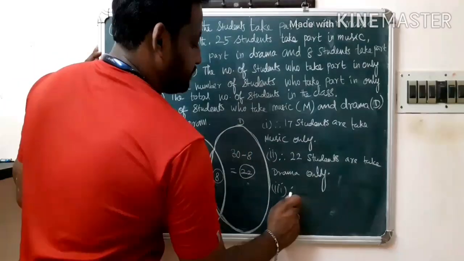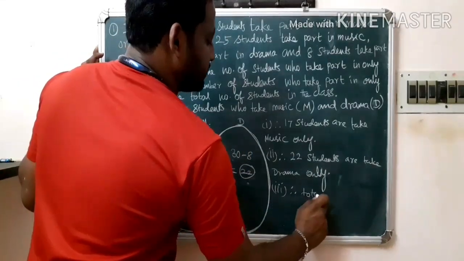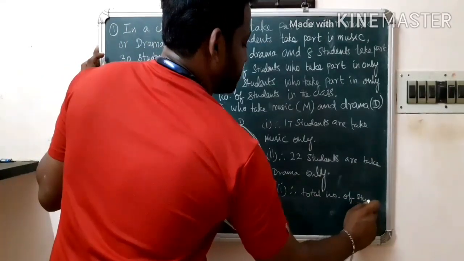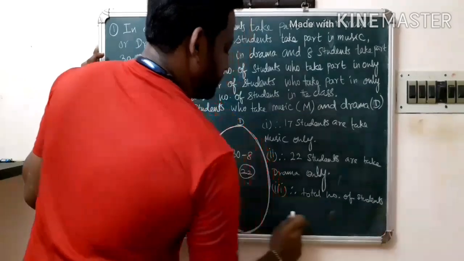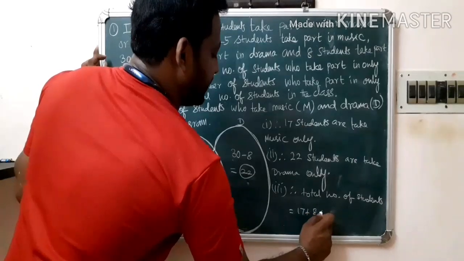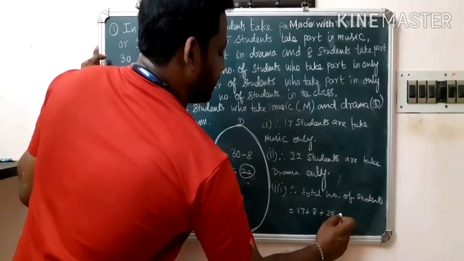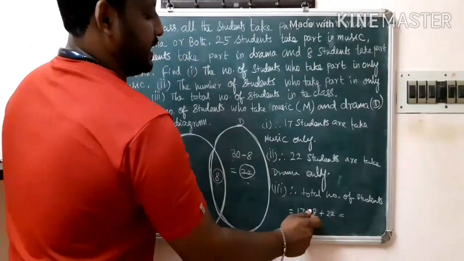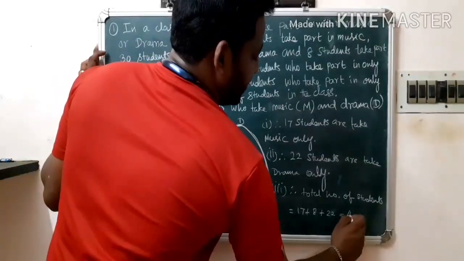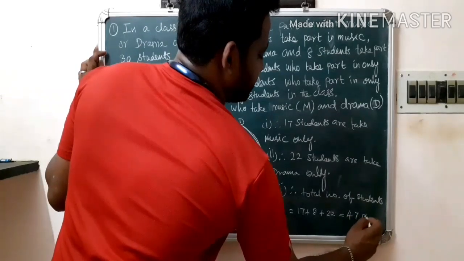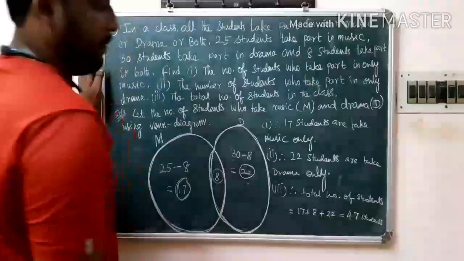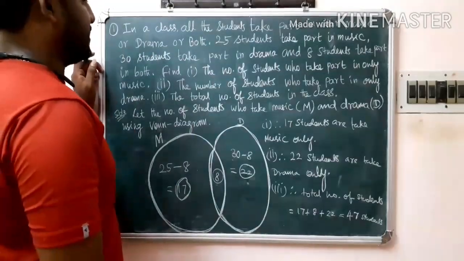So therefore, the total number of students is equal to 17 plus 8 plus 22. So 22 plus 8 is 30, 30 plus 17 is 47 students. Okay. Clear? So again I am explaining to you.